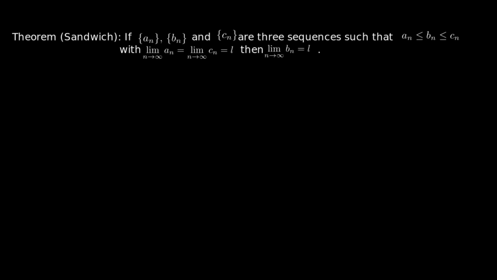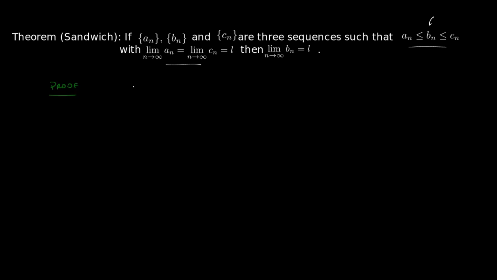Let's have a look at one final theorem. This is a very well-known theorem. It's called the sandwich theorem. We'll see when we finish with the proof why it's called like this. So we have three sequences, a sub n, b sub n, and c sub n. And they have this relation, a smaller than b and b smaller than c. But also a and c have the same limit. So the sandwich theorem tells us that B, the one here, must have the same limit. Let's prove this.